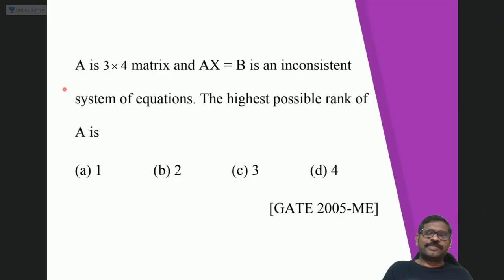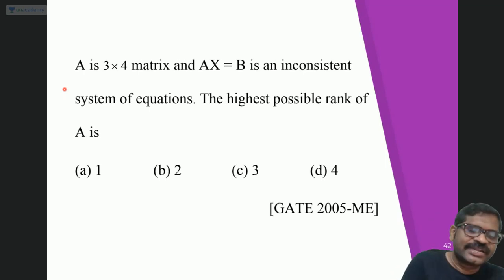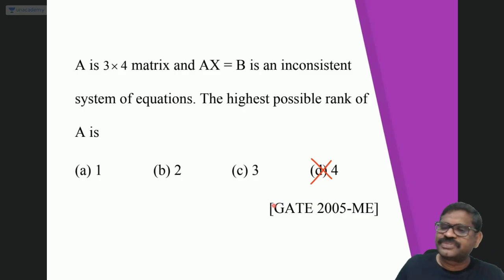It is a concept based question. A is a 3 cross 4 matrix. Ax equal to B is an inconsistent system. Then highest possible rank of A, whether option C or option B, we have to decide. 100% the answer is not 4 because you never get rank 4 in this case. Okay, the answer is either 1, 2 or 3. We have to decide. Concentrate here.